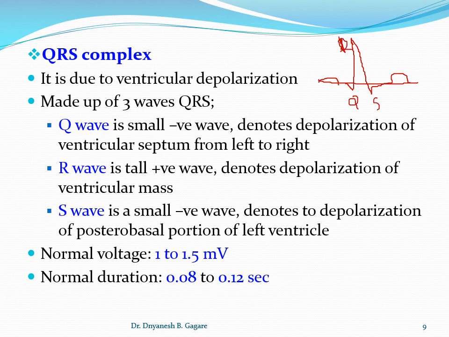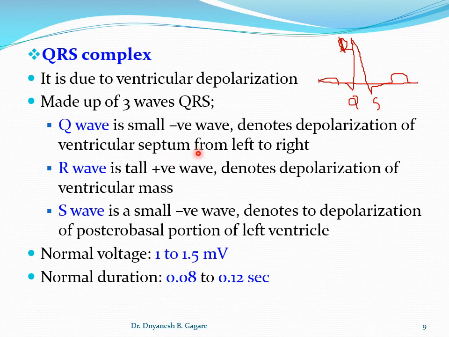So here, what is a Q wave? It is a negative wave. It is slightly negative. It comes below the isoelectric line. So why is the Q wave small and negative? The cause is depolarization of the ventricular septum.